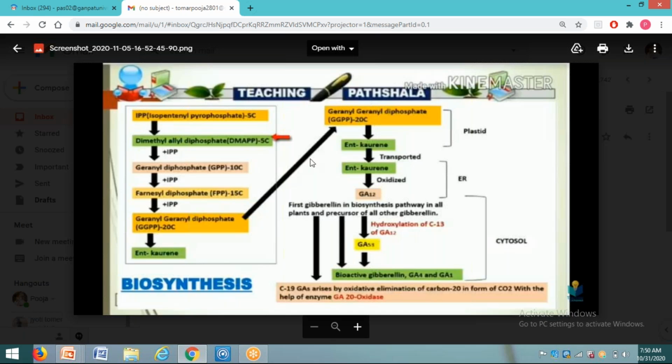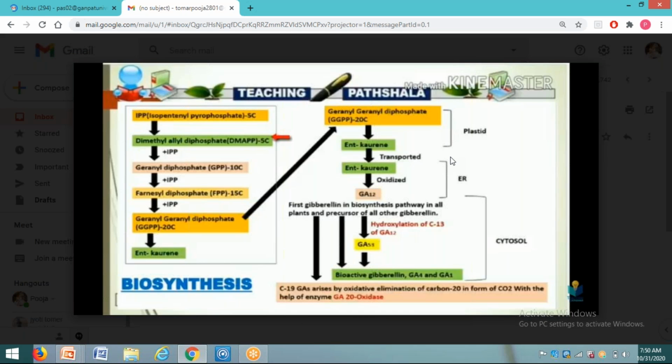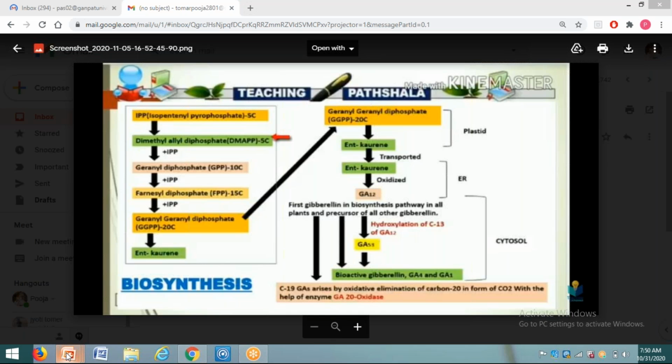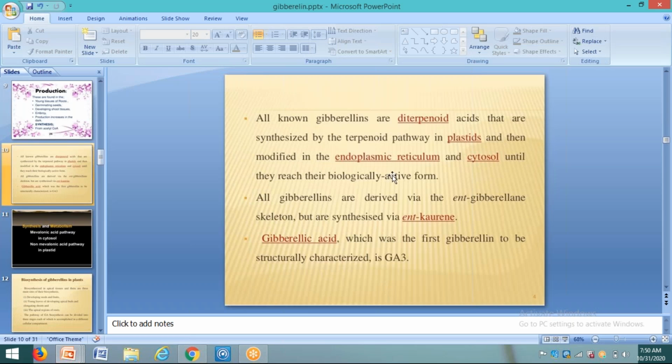The synthesis pathway is important. Remember this pathway, children. This is the most important pathway. They ask different questions. The 15 carbon compound is farnesyl. Keep in mind that farnesyl diphosphate is a 15 carbon compound. If anyone of you has any doubt in the synthesis pathway, ask. You are free to ask.